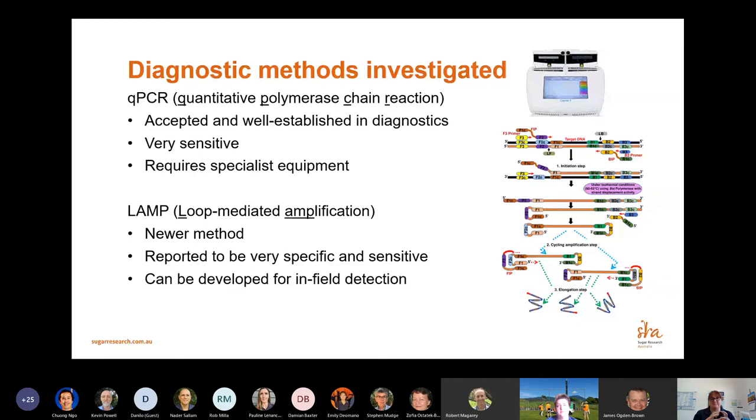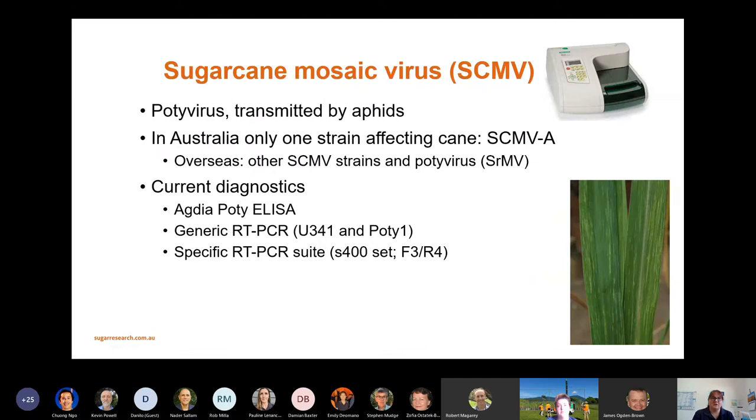So the first disease that we were looking at was sugarcane mosaic virus. Just a call back to the last seminar, where you talked about diseases. This is a potyvirus, and it is transmitted by aphids. Now, in Australia, we only have one strain of sugarcane mosaic virus. It's called strain A, and it is only really in two or three places in Australia: Isis, Bedford, and Rocky Point. But overseas, there are many other strains of sugarcane mosaic virus and other potyviruses which infect sugarcane.